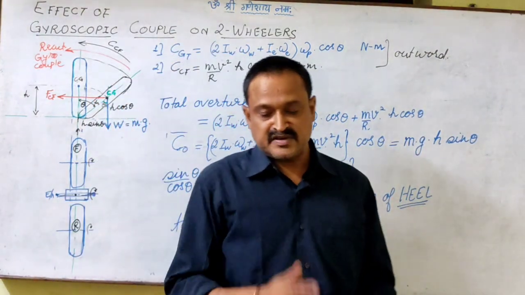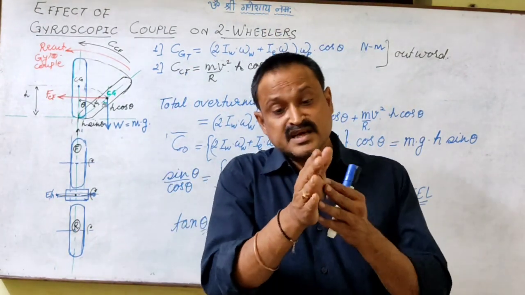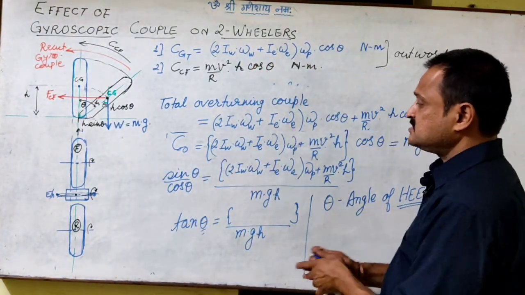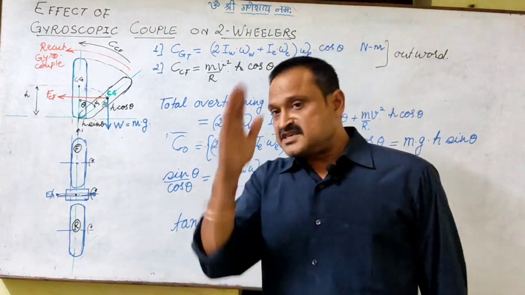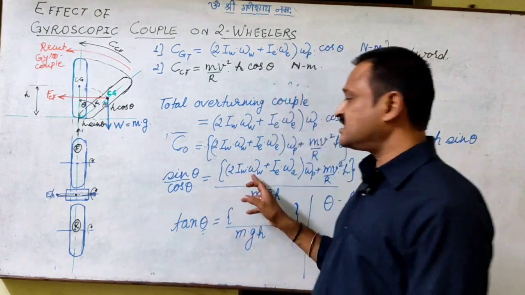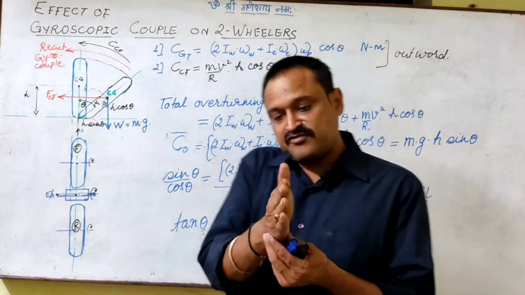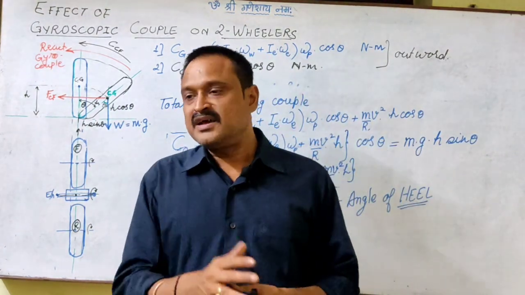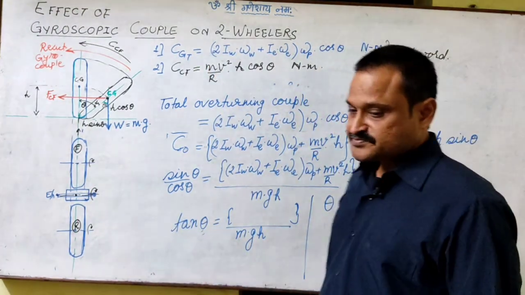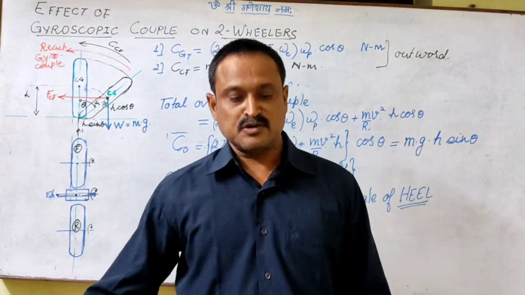Now this angle of heel, as the speed of the two-wheeler is increased, the angle of heel will also increase, because this magnitude will increase as the speed is increasing, the wheel linear velocity will be increasing, so omega will be increasing in this case, right? So you will see that this angle of heel also will go on increasing. So that is how the stability of a two-wheeler is getting affected due to this gyroscopic couple.